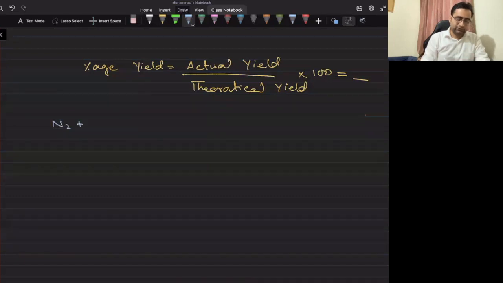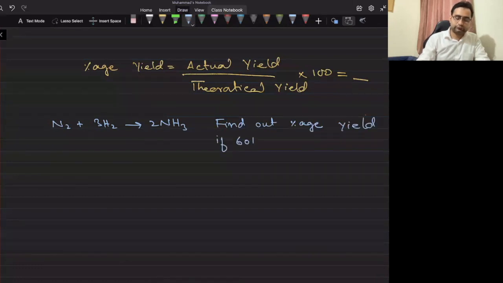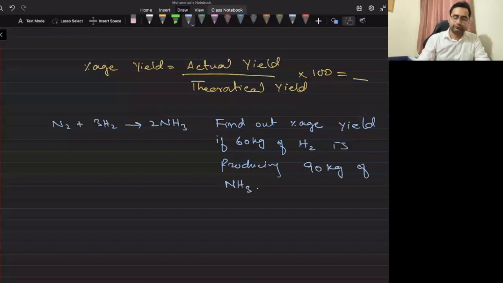Again, N2 plus 3H2, and the product is 2NH3. The question is, find out percentage yield if 60 kg of H2 is producing 90 kg of ammonia.